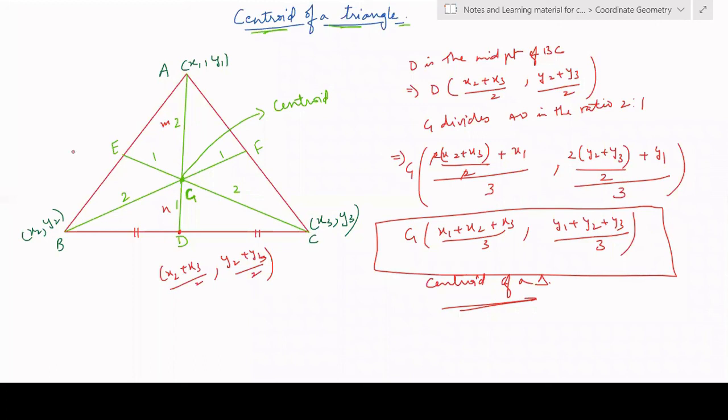Also, if you use the E or F point as the midpoint of AB and AC, we'll come to the same result for the centroid. G is given by x1 plus x2 plus x3 by 3, that's the abscissa, and the ordinate y1 plus y2 plus y3 by 3, from either of the 3 medians in the triangle. We used AD and we get to the result to get the centroid.